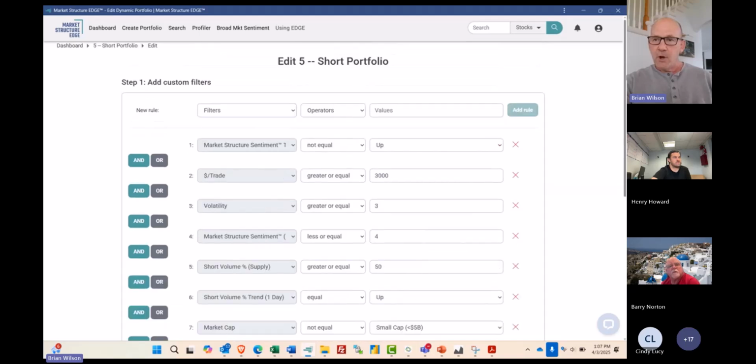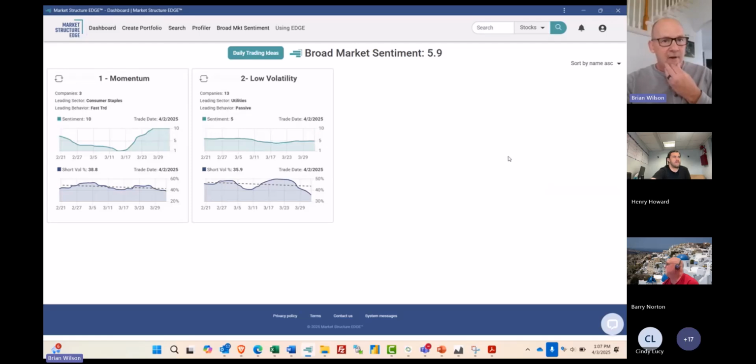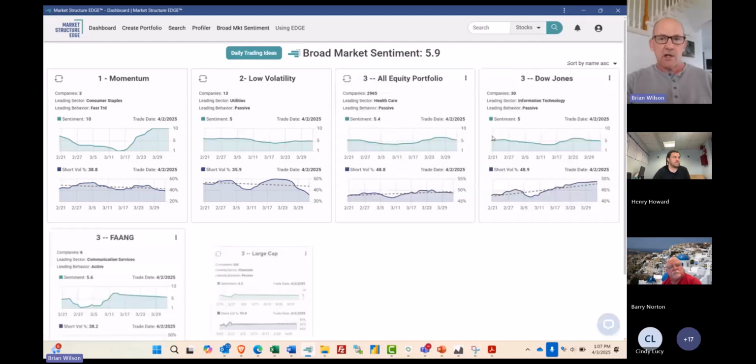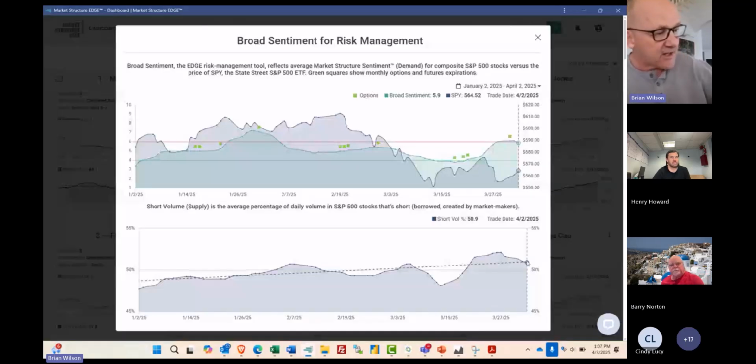So for those who like to short individual names or look at those, hit me up if you didn't catch these parameters, but we are in an environment where I think it's probably going to be choppy here for a little while, but there's potential for further declines with sentiment that's just starting to slip right now from 5.9, and once again short volumes that are high from a historic perspective.